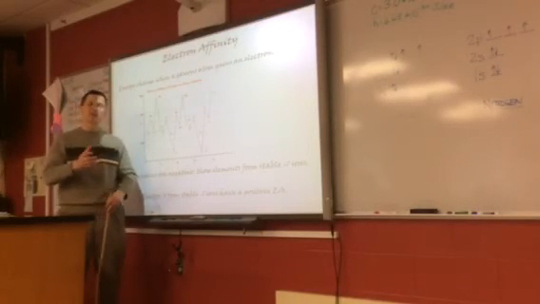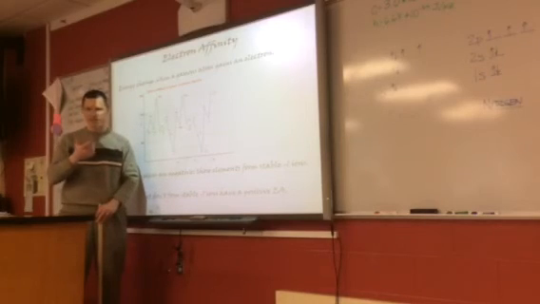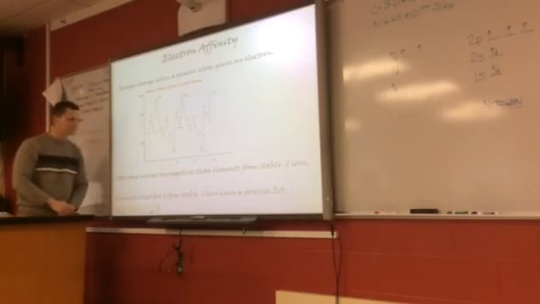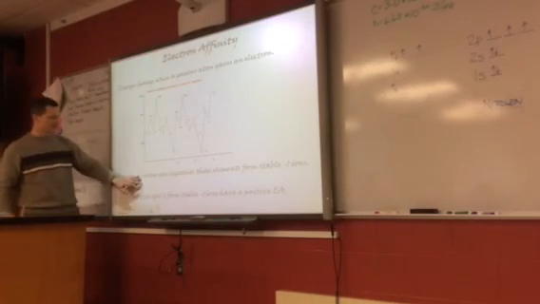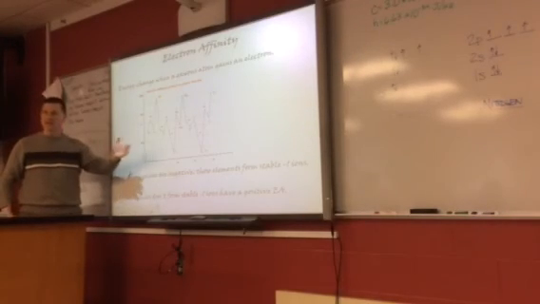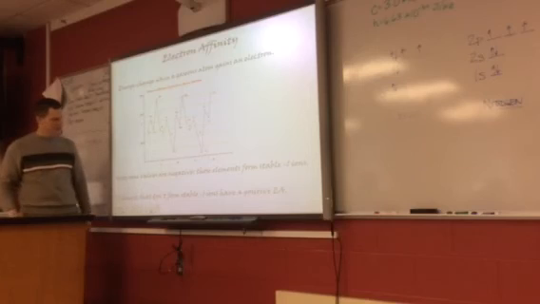So electron affinity is about gaining an electron, which is the opposite of ionization. That's about losing an electron. So down here is what I was talking about. The values that are negative, those are elements that tend to form stable -1 ions.